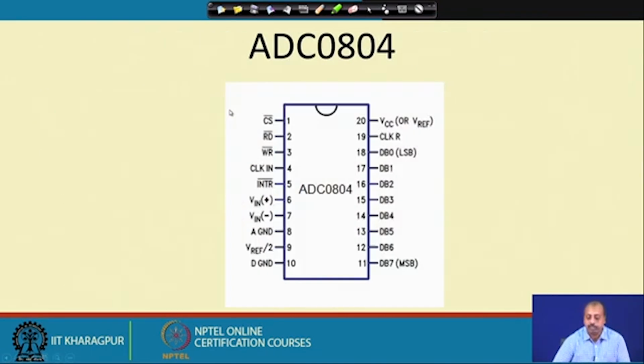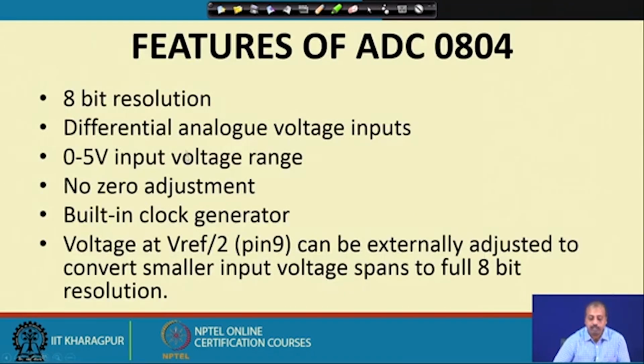If you look at this diagram, you see that it has DB0 to DB6 and DB7. This is the ADC output, producing an 8-bit output, so n equals 8. That is why it is said to have 8-bit resolution. We have this 8-bit resolution and differential analog input voltage inputs.